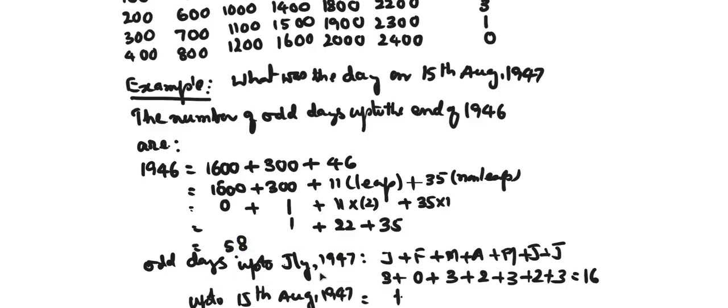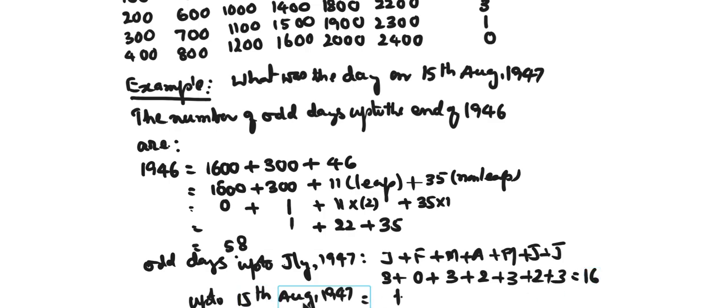Odd days up to July 1947 we are going to calculate: January, February, March, April, May, June, July. For January we have 3 odd days. For February we have 0 odd days. For March 3. For April 2. For May 3. For June 2. For July 3 odd days. So the number of odd days up to the end of July 1947 is 16.